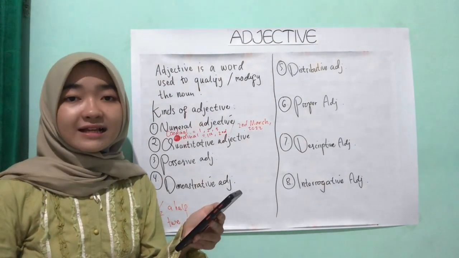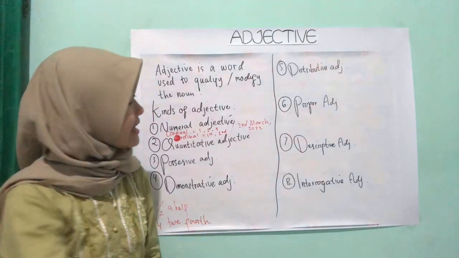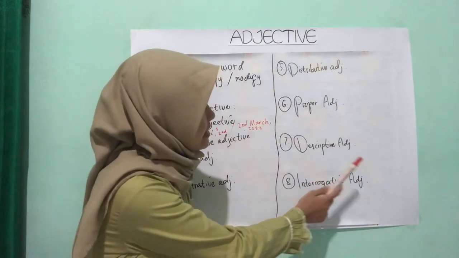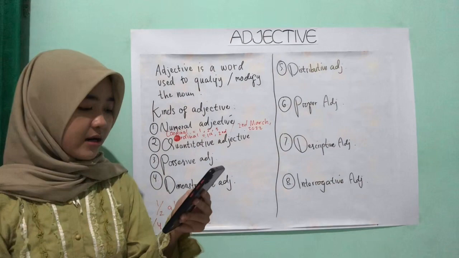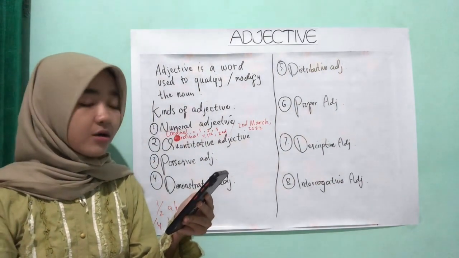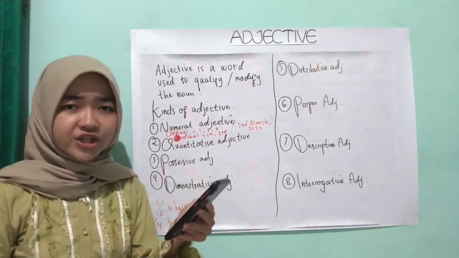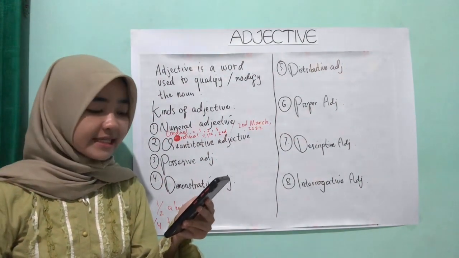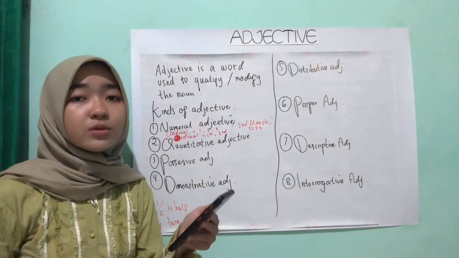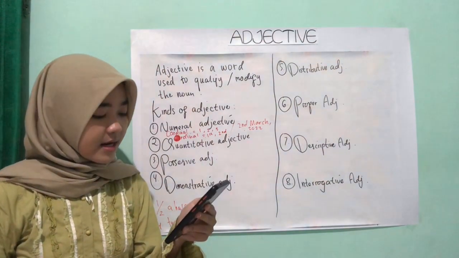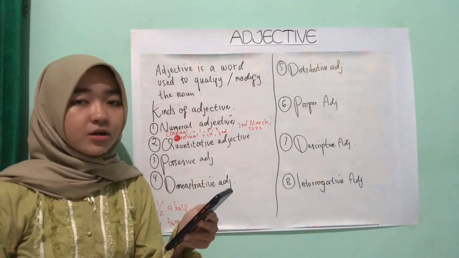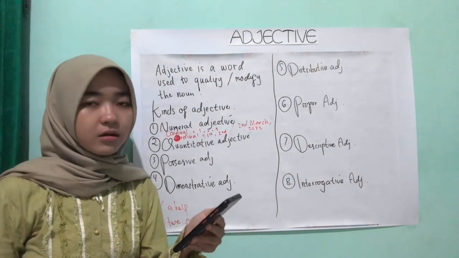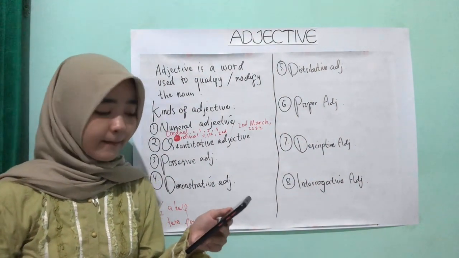And the last kind of adjective is interrogative adjective. The words are what, which, whose. The position of this must be before the noun modified. For example, whose book, which building.